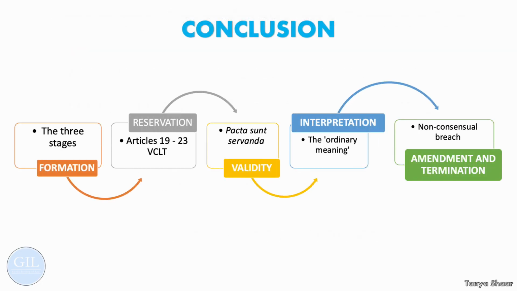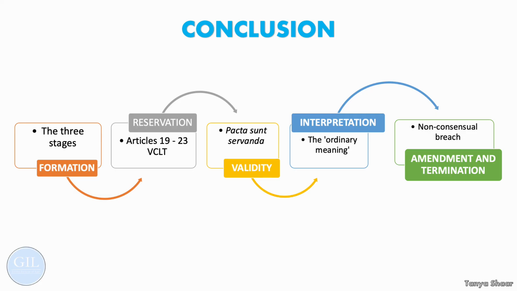So, in conclusion, we now know the law of treaties. We have gone from formation to reservations, to validity, to interpretation, and finally, amendment and termination. Let's do a quick recap of that all right now. When it comes to the formation of a treaty, there are three stages we must consider. When it comes to reservations, Article 19 to 23 of the VCLT is where we need to be looking.